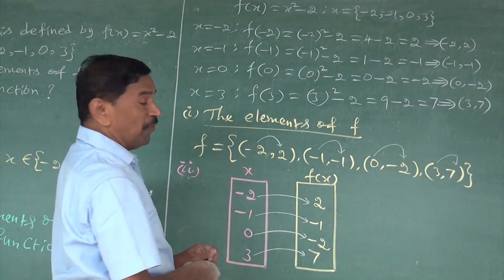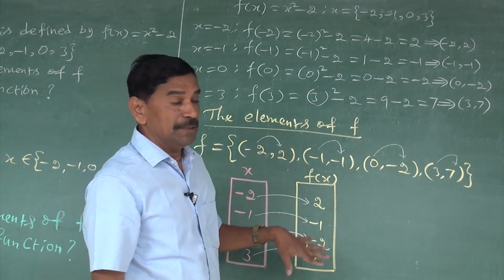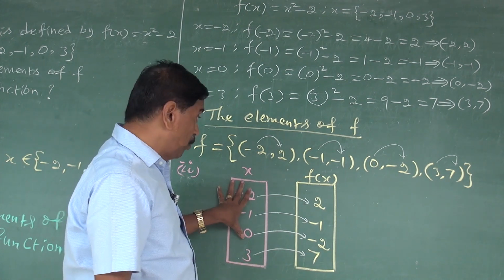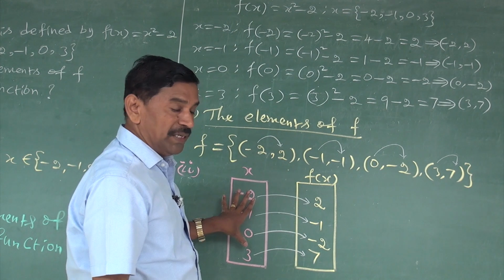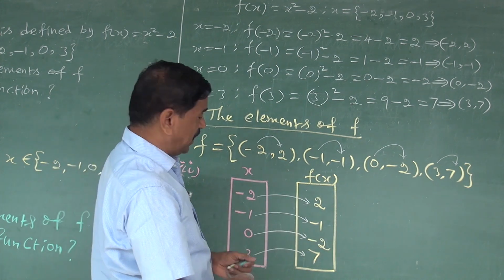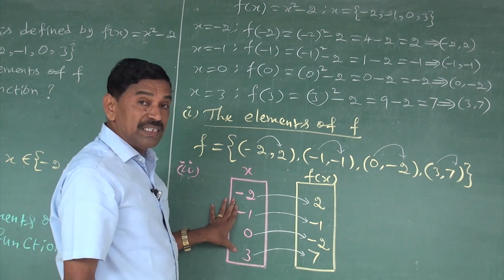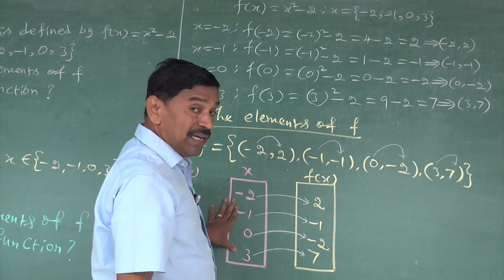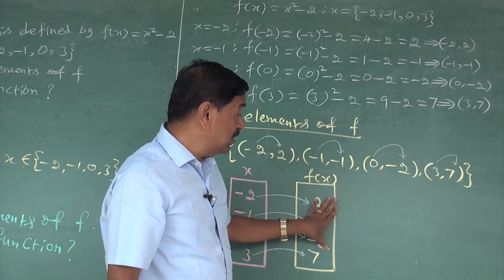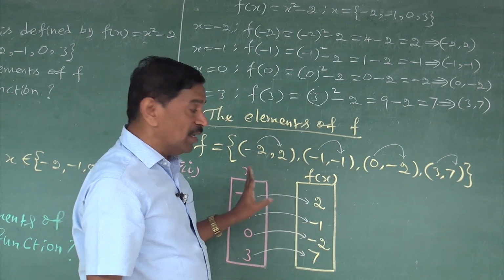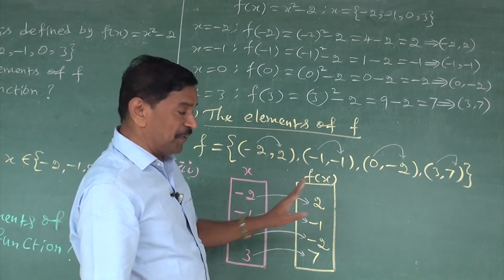Now verify the definition of a function. The first set is the domain and the second set is the codomain. Each element in the domain has a unique image in f of x. Therefore f is a function.